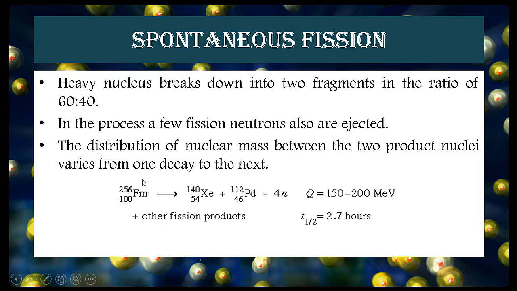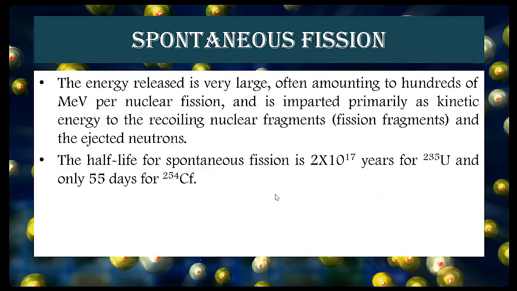So here a heavy nucleus will break into two fragments in the 60 to 40 ratio. Along with that, a sufficient number of neutrons also will be ejected. So here the energy which is released will be very large, and that will be around hundreds of mega electron volt.